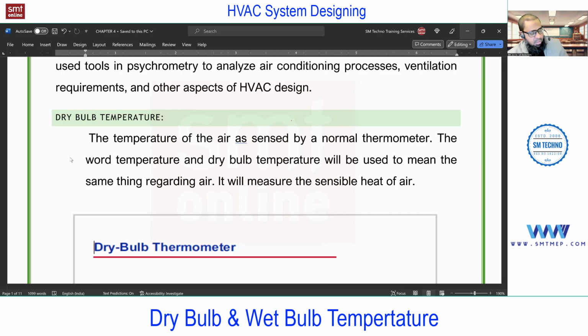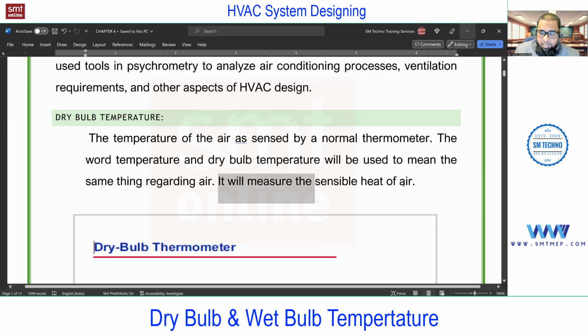Or for example, in this remote, you'll find a button, room temperature. When you press that, you see I can find here 28 degrees centigrade, the room temperature. So this temperature is what? Dry bulb temperature. Okay, so the normal temperature or dry bulb temperature both are same. But remember, the important point is here, for calculation point of view, you must remember this, we'll use at the time of calculation. It will measure the sensibility of air.